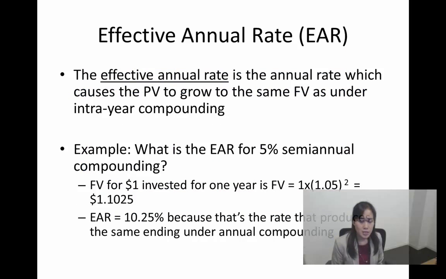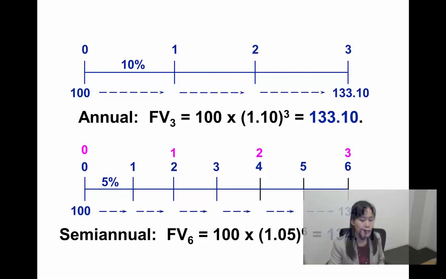All right, so we can calculate something called the effective annual rate, also known as EAR. And what that's defined as is the annual rate which causes the present value to grow to the same future value as under intra-year compounding. So applying that to the example we just looked at, the question would be, what is the EAR for a 5% semi-annual compounding, which was essentially the bottom time graph of this previous slide, so this one right here.